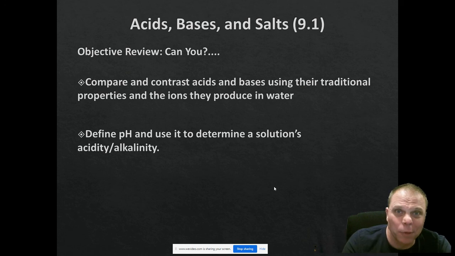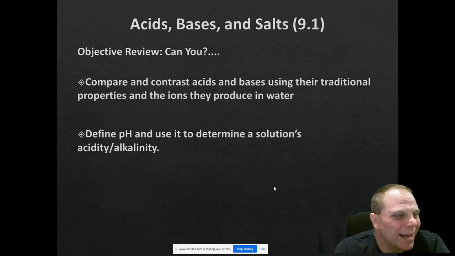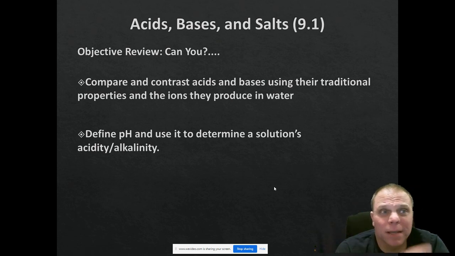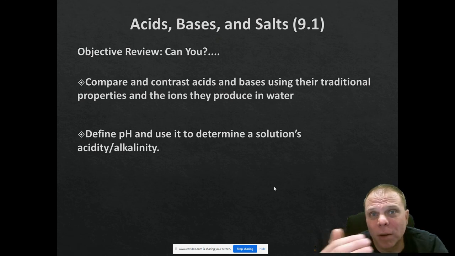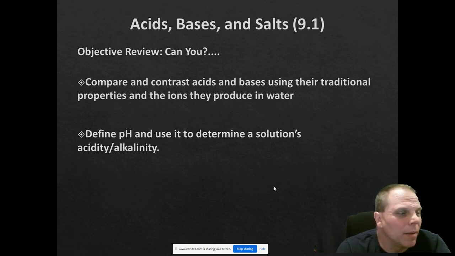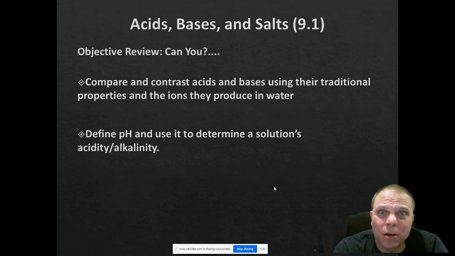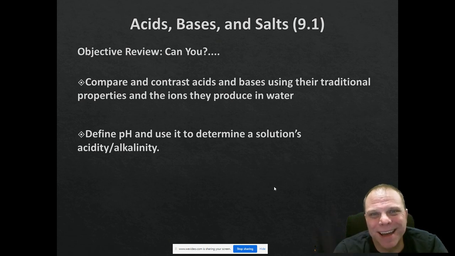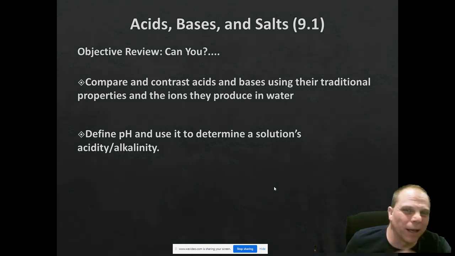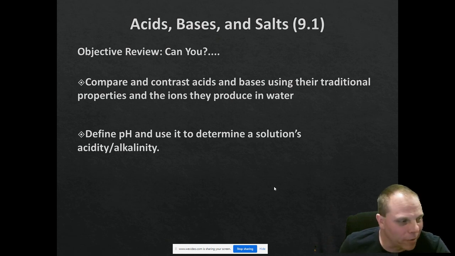All right, so we've learned some good stuff today on acids and bases. So let's see if we can compare and contrast acids and bases using traditional properties. Things like acids are sour, but bases are bitter. Acids turn blue litmus paper red, bases turn red litmus paper blue. The ions: bases are creating hydroxide ions and acids are creating hydronium ions. Now, you learn in chemistry there's different ways to do that definition, but that's an old school way, and we still are keeping you with that old school way for right now.